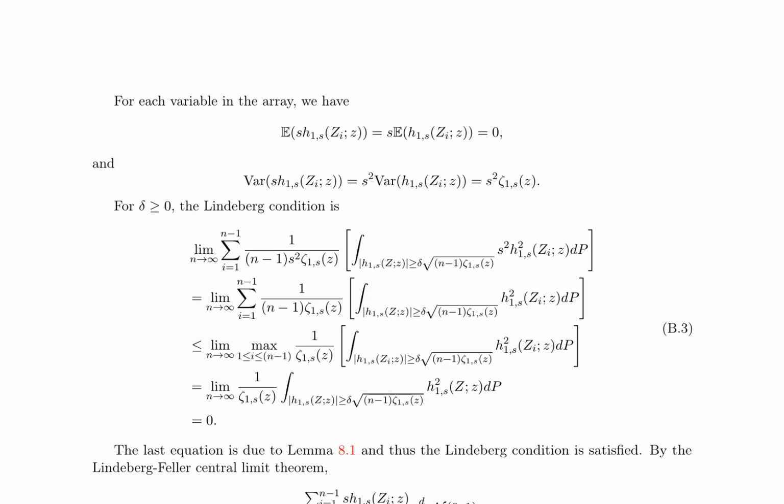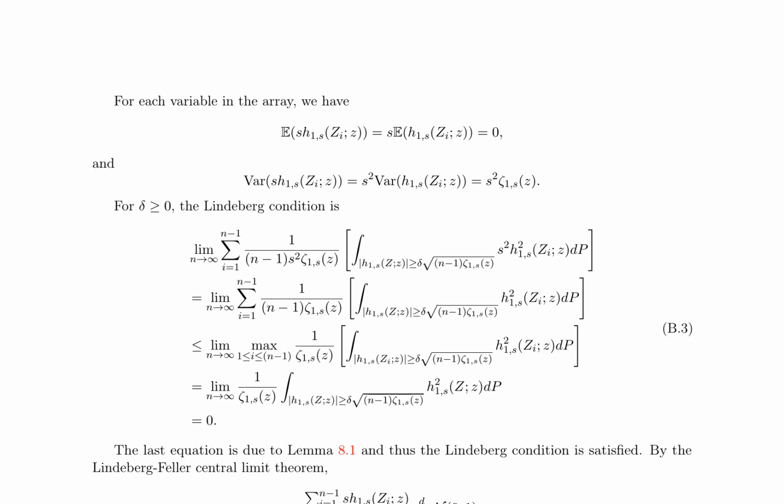For each variable in the array, the expected value and variance of the scaled Hilbert statistic are derived as E[S h_1,S(Z, Z)] equals 0 and Var[S h_1,S(Z, Z)] equals S² ζ_1,S(Z), respectively. The asymptotic normality of the scaled Hilbert statistic is established by verifying the Lindeberg condition, which is formulated as equation B.3. This condition converges to 0 as n approaches infinity, leveraging Lemma 8.1.